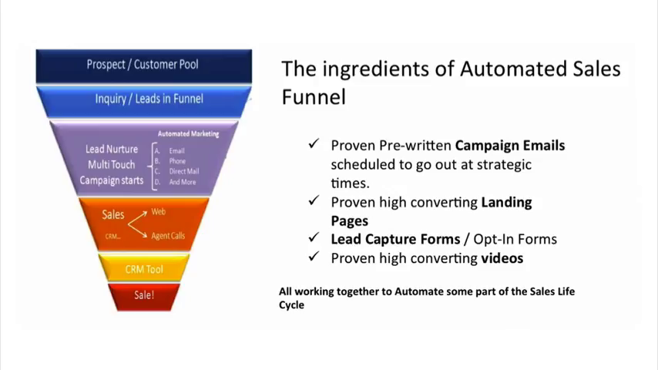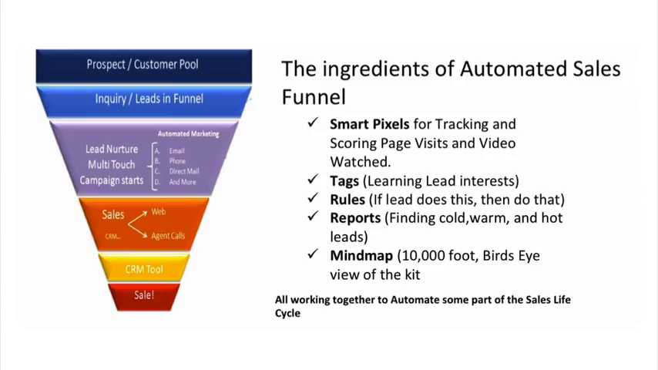There are smart pixels. Smart pixels are just a snippet of code that you drop on your web pages or with your videos that allows us to know who visited what page, and did they start watching a video? How much of the video did they watch? Did they actually finish watching the video? Then there's tags for organizing your leads.